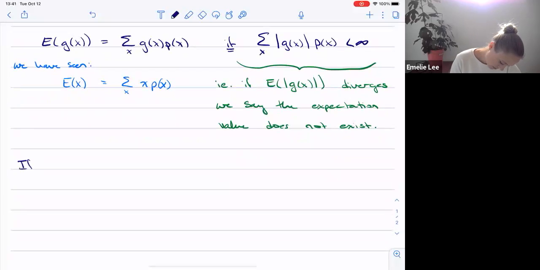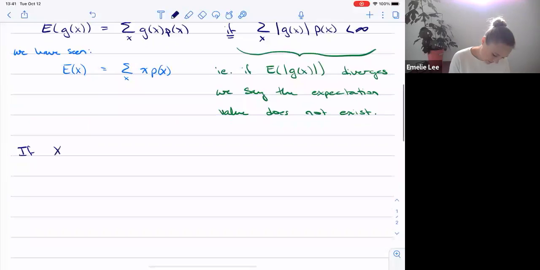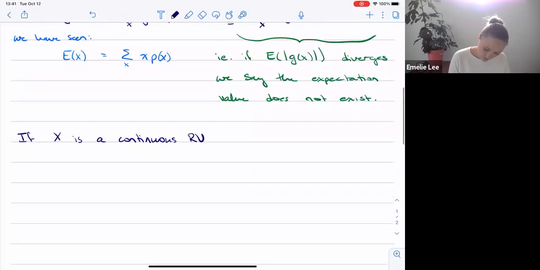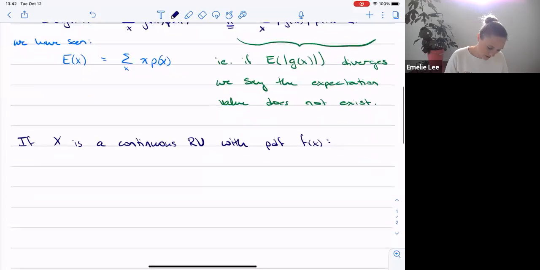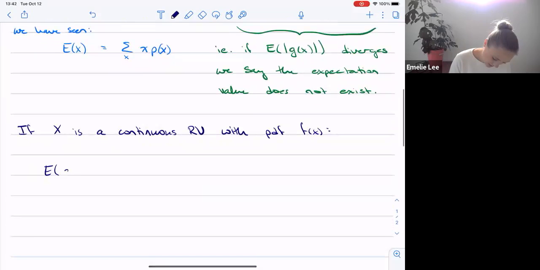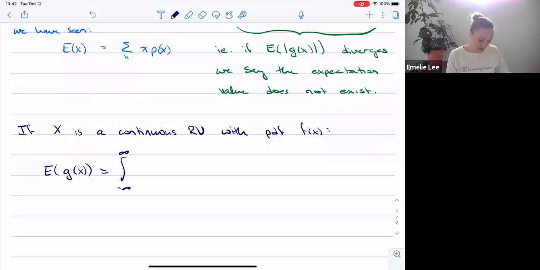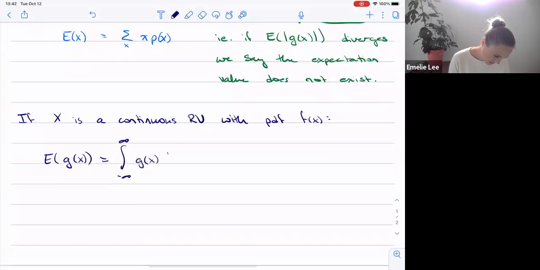So, just to, if X is a continuous random variable with PDF f of x, so same setup here, just looking at discrete versus continuous random variables. So if we have a continuous random variable with some PDF f of x, then we can say the same thing again. The expected value of G of X is the integral over the set of real numbers, negative infinity to infinity of G of x times f of x with respect to x.